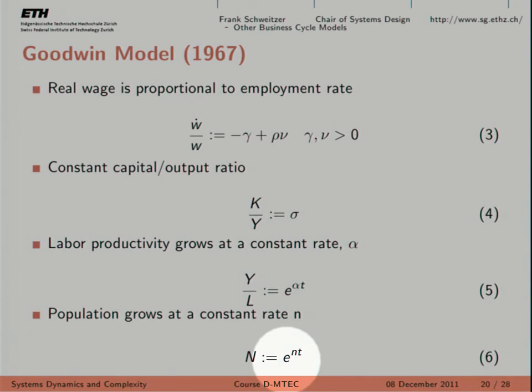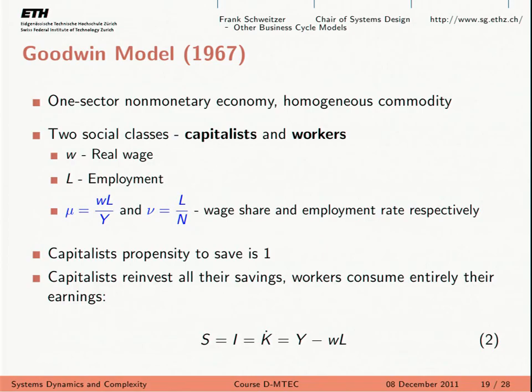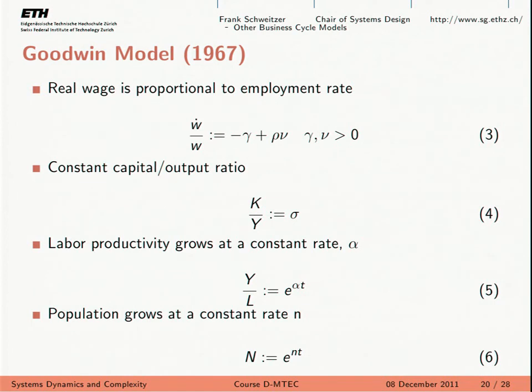So let me ask you, in your opinion, what are the control parameters in this model? What are good candidates for the control parameters? Let me remind you, this is the complete model. So we have mu, the wage share, v, the employment rate, and then we have all these other things here: sigma, alpha, and n.